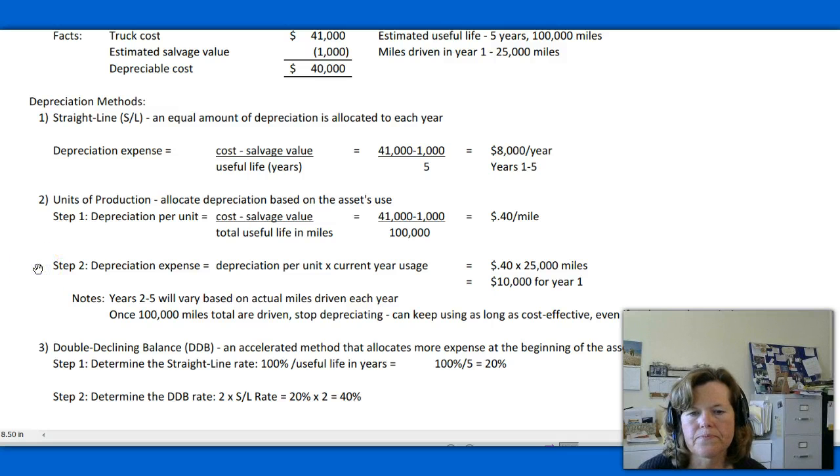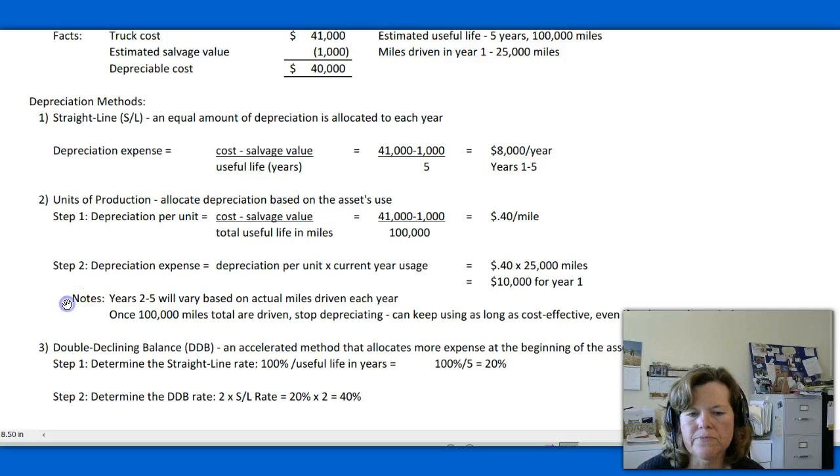On to step 2. This is where we calculate the depreciation expense. We take the depreciation per unit determined in step 1, which is the 40 cents, times the current year usage, which was given up here at 25,000 miles. So 40 cents times 25,000 miles gets me to $10,000 of depreciation expense in year 1.